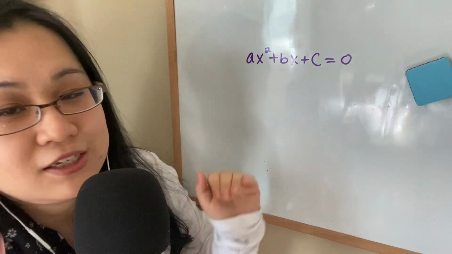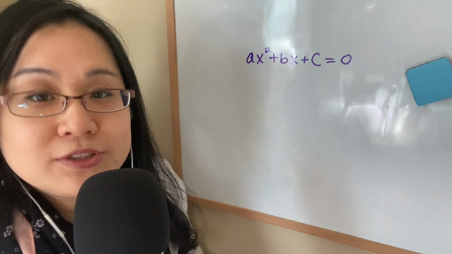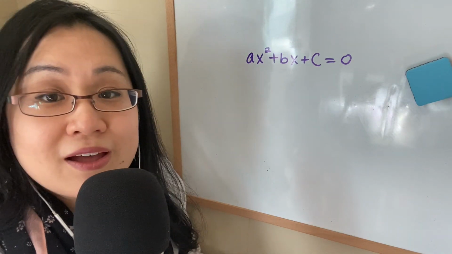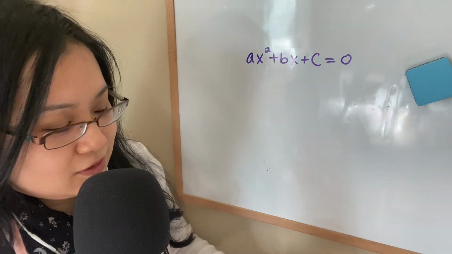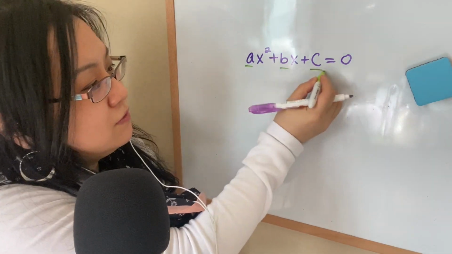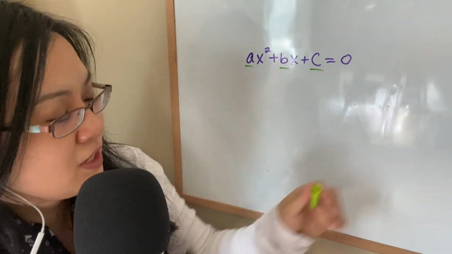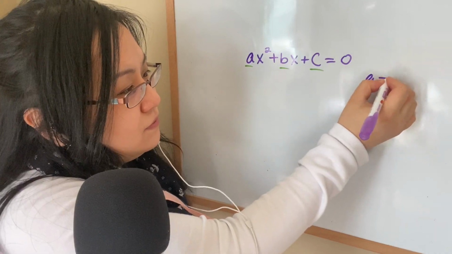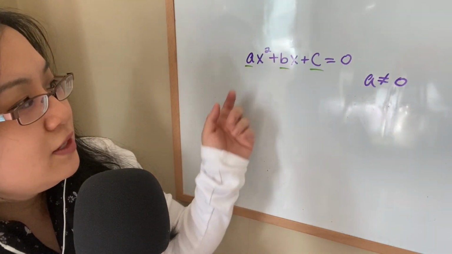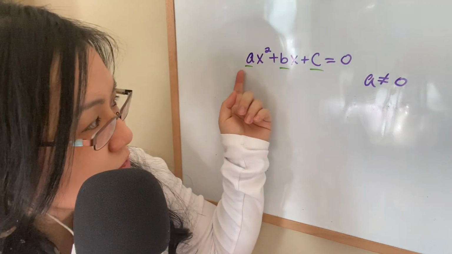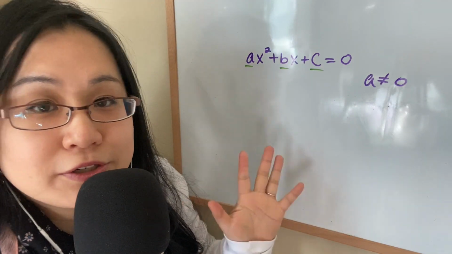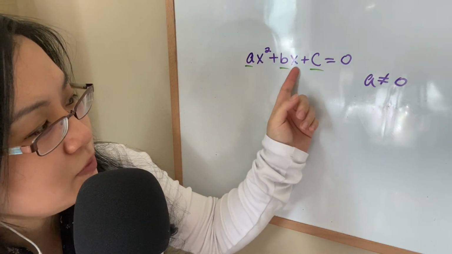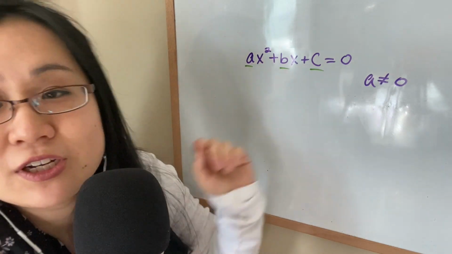A, B, and C are numbers, okay? So anything you want. 5, pi, -2, 0. With one exception. A cannot be 0. And that's because that's the coefficient of the x squared term, okay? So x is our variable, we have a squared term. We have x here as a linear term, and then we just have our constant.